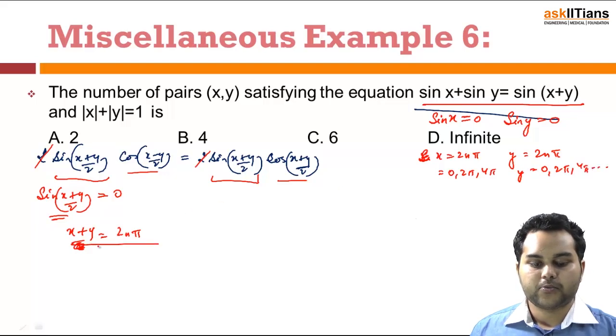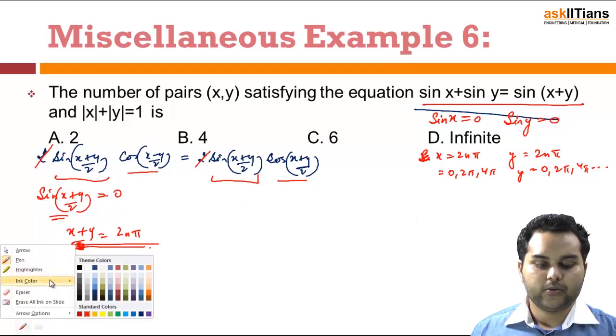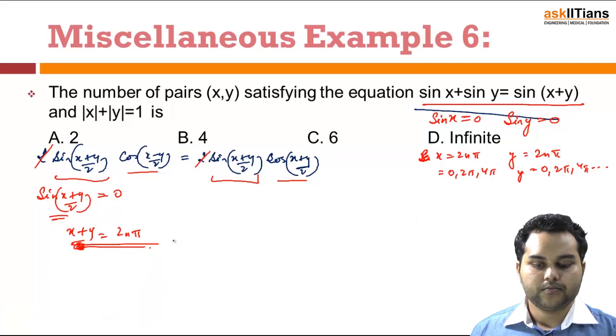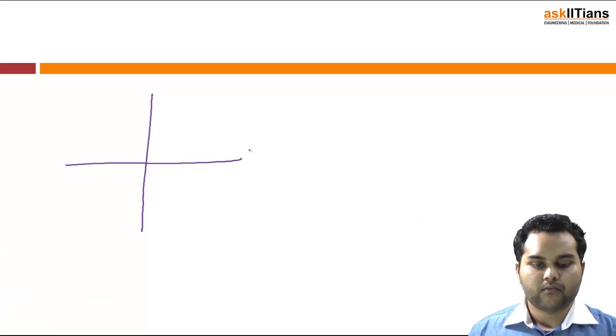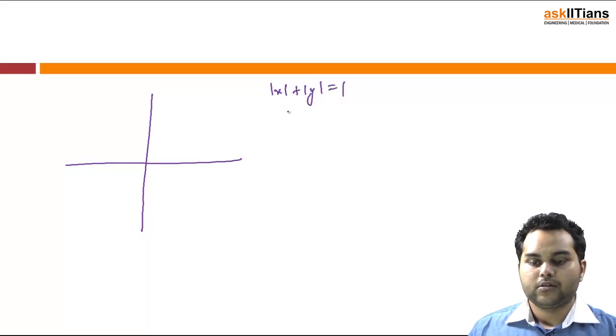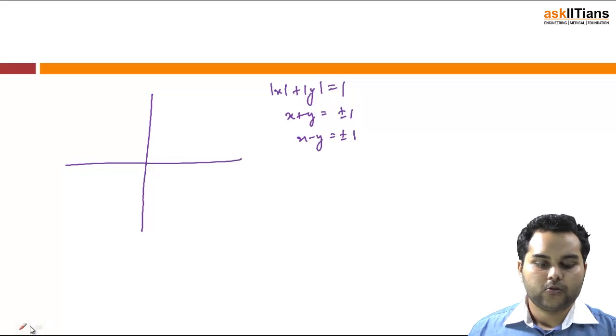Now looking at this equation, x plus y is equal to 2 n pi, let's plot the graph for the two equations first. The other equation I have is mod x plus mod y is equal to 1. So that will be of the form of x plus y is equal to plus minus 1 and x minus y is equal to plus minus 1. So if I now plot these two equations into this Cartesian plane, I would be having with me this being the y axis and this being the x axis.